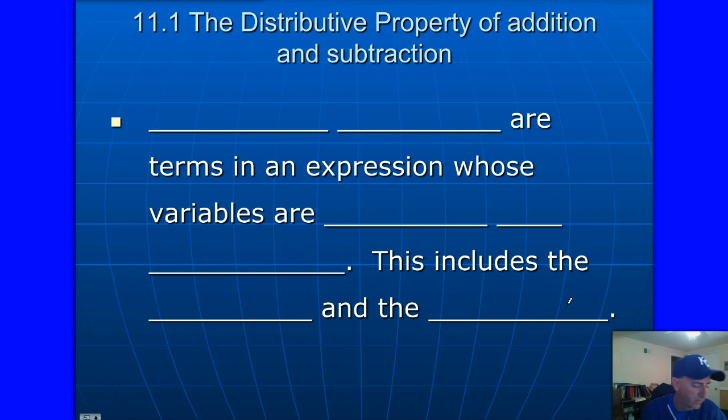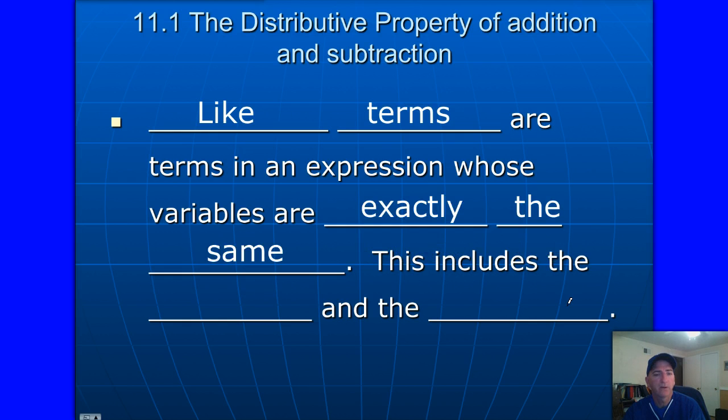So moving on to the bottom of page 5, let's talk about, this is actually something that we've already talked about, sort of. Like terms. Like terms in an expression are those whose variables are exactly the same.